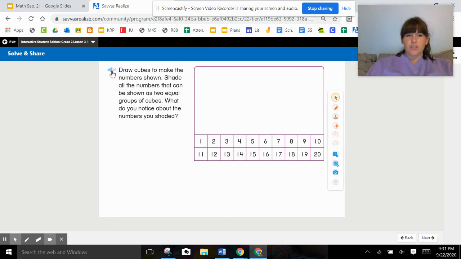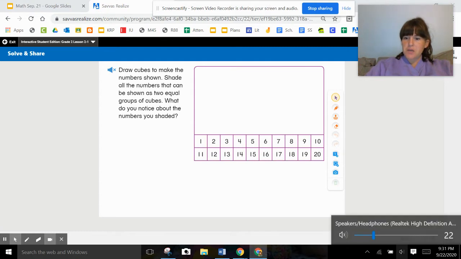Draw cubes to make the numbers shown. Shade all the numbers that can be shown as 2 equal groups of cubes. What do you notice about the numbers you shaded?